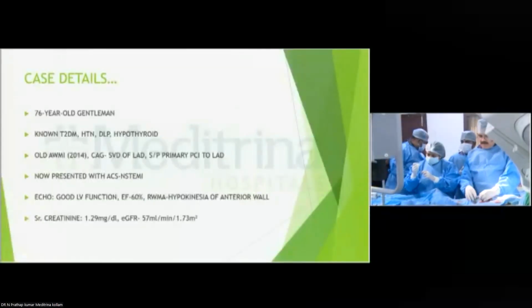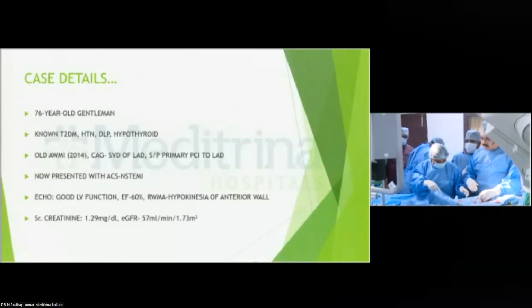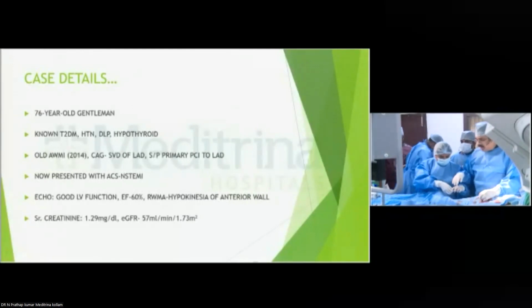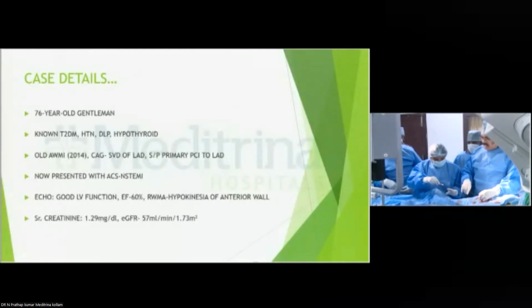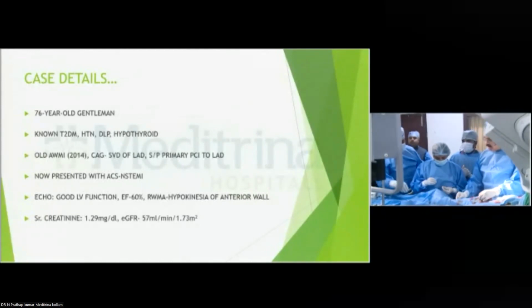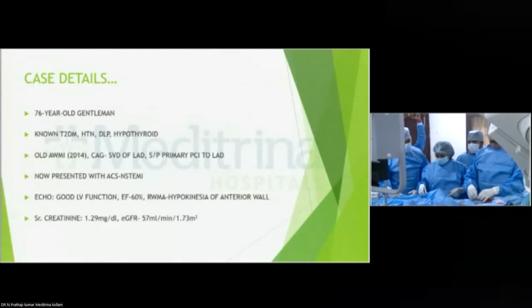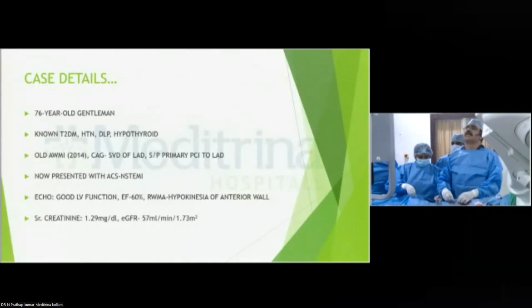Our case is a 76-year-old gentleman. He was a known case of diabetes, hypertension, dyslipidemia, and hypothyroidism. He had an anterior wall MI in 2014, for which primary PCI to LAD was done with 2 stents. Now he presented with NSTEMI, and echo showed anterior wall hypokinesia with an EF of around 50 to 60, and his serum creatinine was 1.29 with an eGFR of 57.